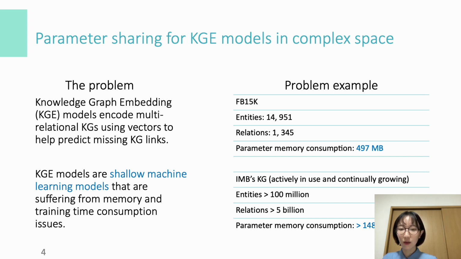A KG for real-world application could have a much larger size. For example, the KG of IBM, which contains more than 100 million entities and more than 5 billion relations, is actively in use and continually growing, and will need 150 terabytes memory to do link prediction task.